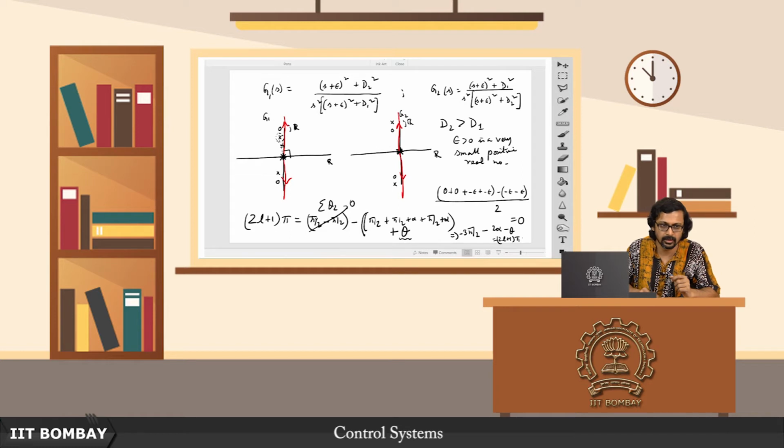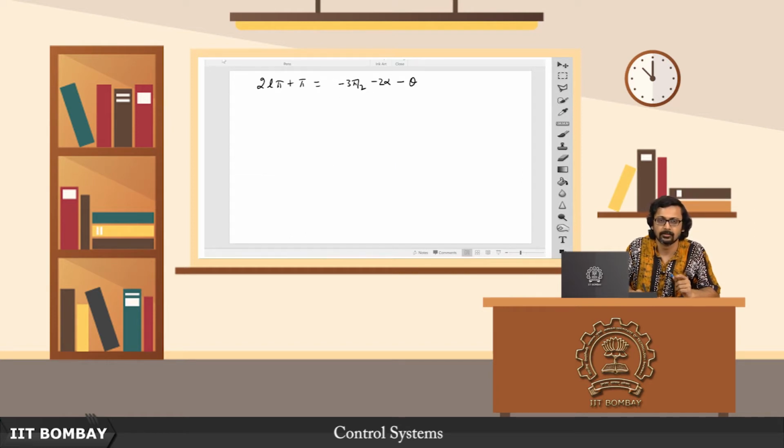Yeah, it is a minus sign. So this is minus theta. Okay. Now push in this 3 pi by 2 on this side. What I then get is pi plus 3 pi by 2, so it is 5 pi by 2. So 12 pi plus 5 pi by 2 plus 2 alpha is equal to minus theta.